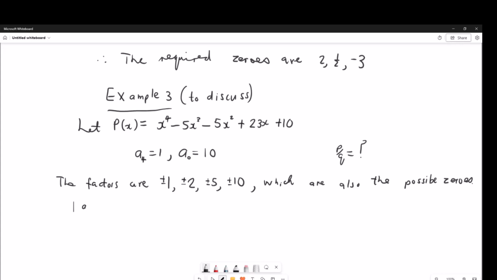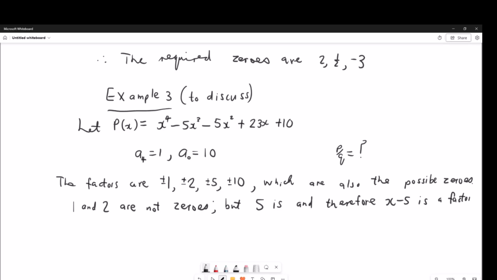1 and 2, which you will verify, are not zeros. They are not roots. So eliminate those. But 5 is a zero, and we'll get others. Therefore, x minus 5 is a factor, by the factor theorem.